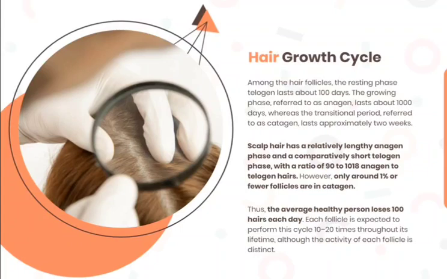Scalp hair has a relatively lengthy anagen phase and a comparatively short telogen phase, with a ratio of 90 to 10 anagen to telogen hairs. However, only around 1% or fewer follicles are in catagen. Thus, the average healthy person loses 100 hairs each day. Each follicle is expected to perform this cycle 10 to 20 times throughout its lifetime, although the activity of each follicle is distinct.